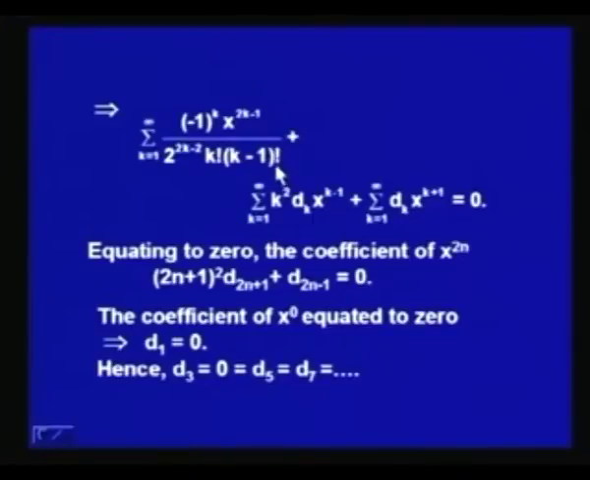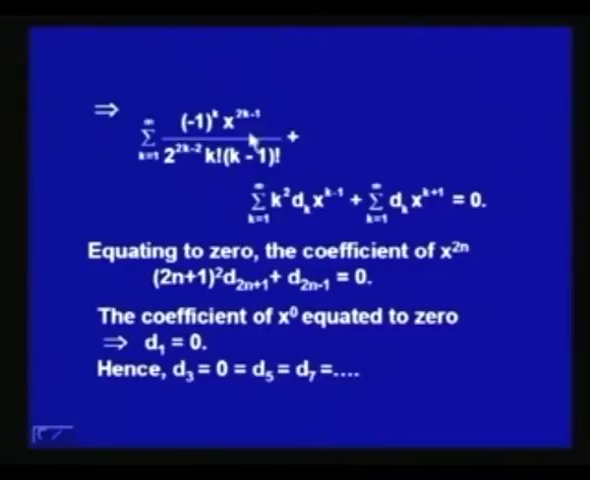So let us first equate to 0 the coefficient of x. If we want to equate to 0 the coefficient of x, put k equal to 1 here, we will get minus 1 over 2 to the power 0, then we have 1 factorial, then we have 0 factorial. So we will have minus 1 over 1, that is the coefficient of x here, and the coefficient of x here will be, we put k equal to 2, so we get 4 d2.